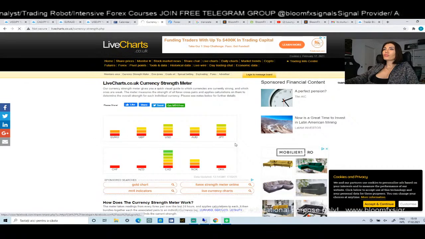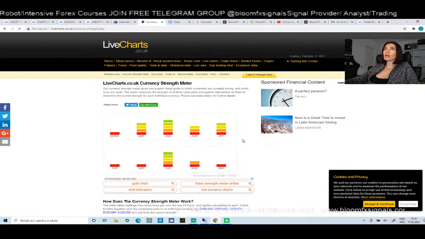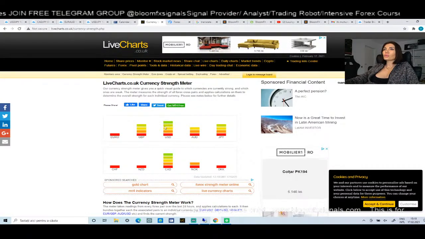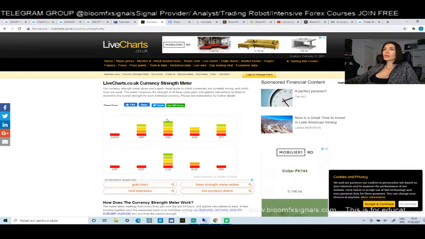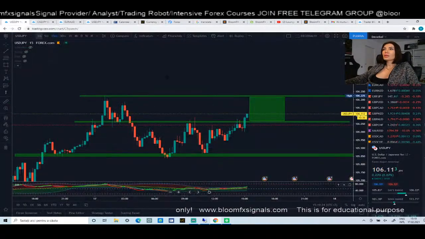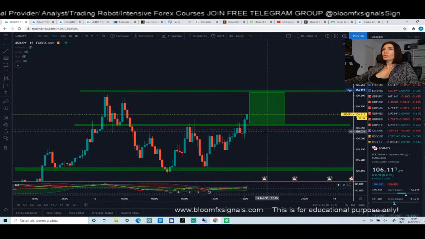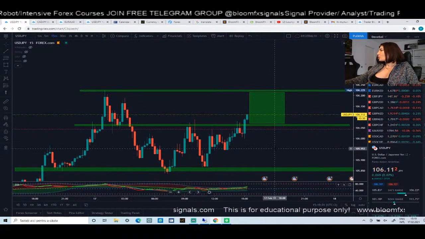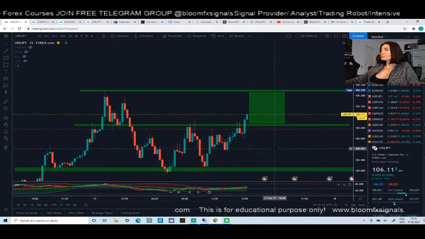Let me refresh the page again to see. Yeah, it's almost the same, but no, USD is gaining strength. So again, it's another confirmation that the price will go up.